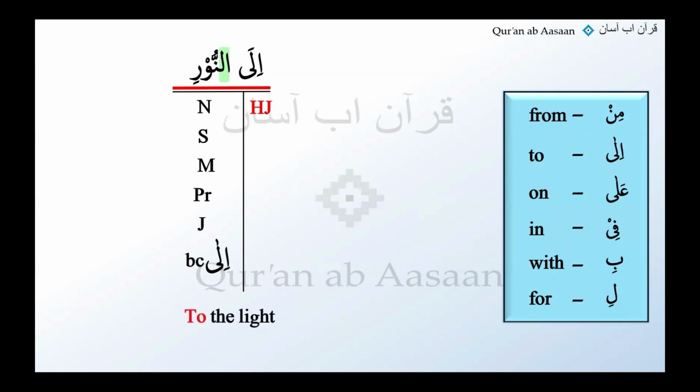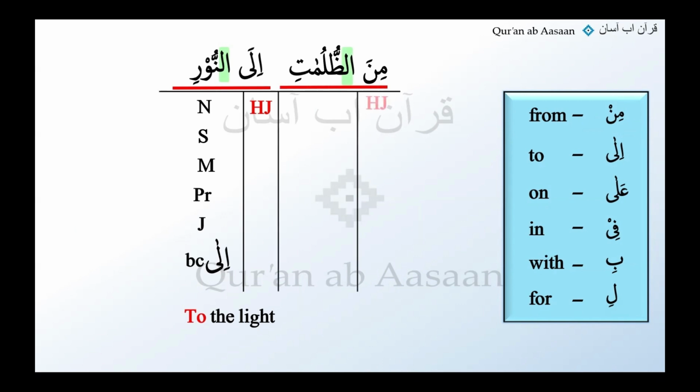Excellent. All right. And what is next? Who is going to do it? Yes, thank you. Minaz zulumati: color the al of az-zulumati green. Now underline it. Underline what? Underline minaz zulumati. Excellent. Then dissect it. Min, harf jar. Az-zulumati, noun, and plural. Excellent.